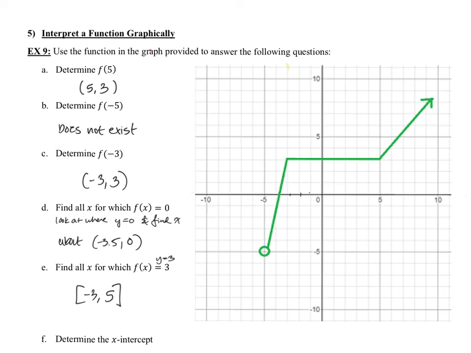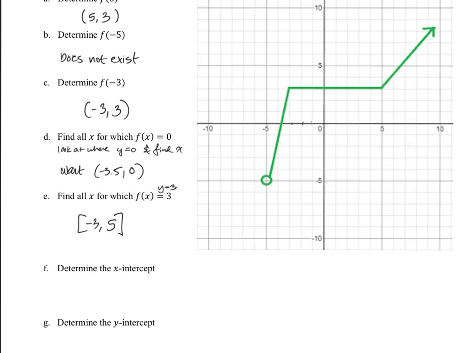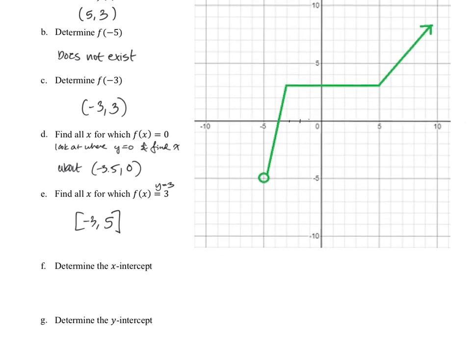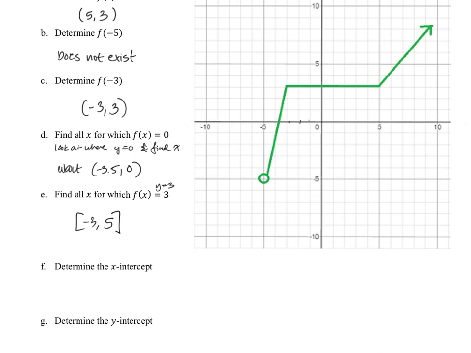Now, next problem. Determine the x-intercept. Well, remember, the x-intercept is when y is 0. And when is y 0? Right here. Oh, well, we already did that answer right there. My x-intercept is negative 3.5. And I would say about negative 3.5 comma 0.